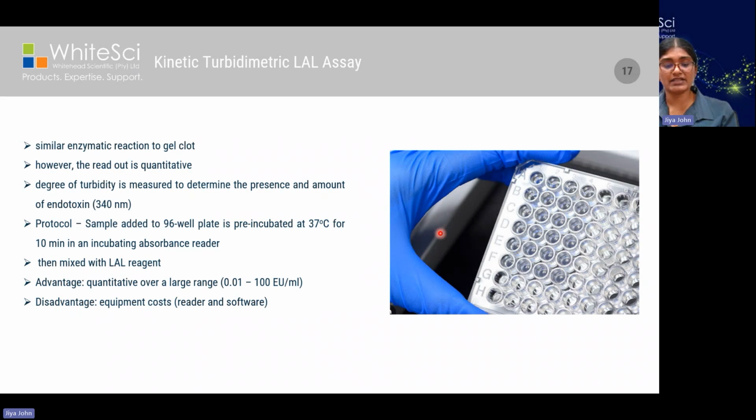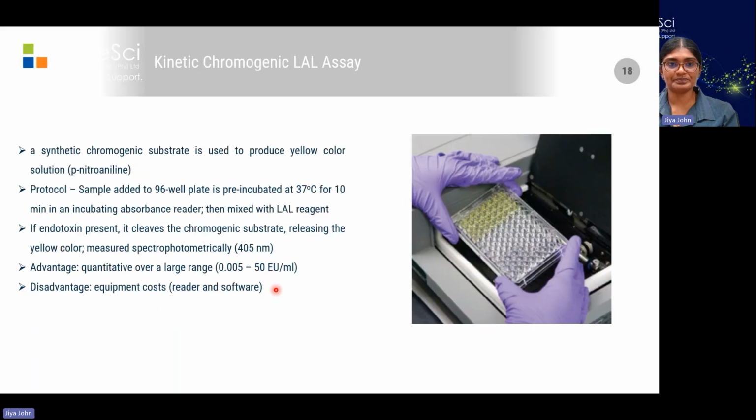You would need an incubating reader and also a software to help you get to the calculation of how much endotoxin I have in my sample. The advantage being it is quantitative over a large range. So you can get any reading between 0.01 to 100 EU per ml.